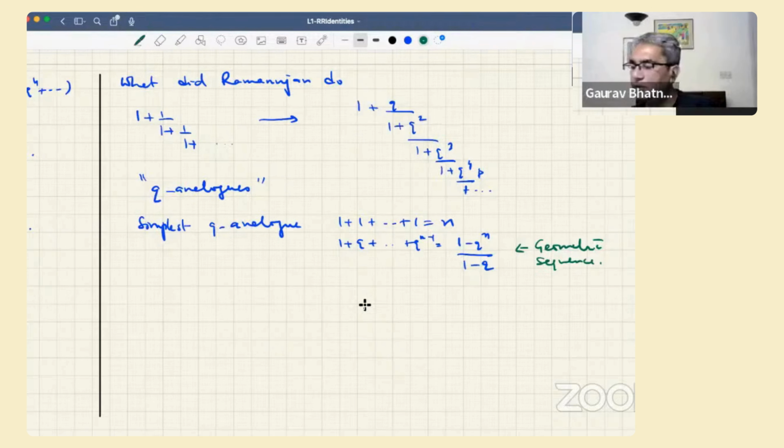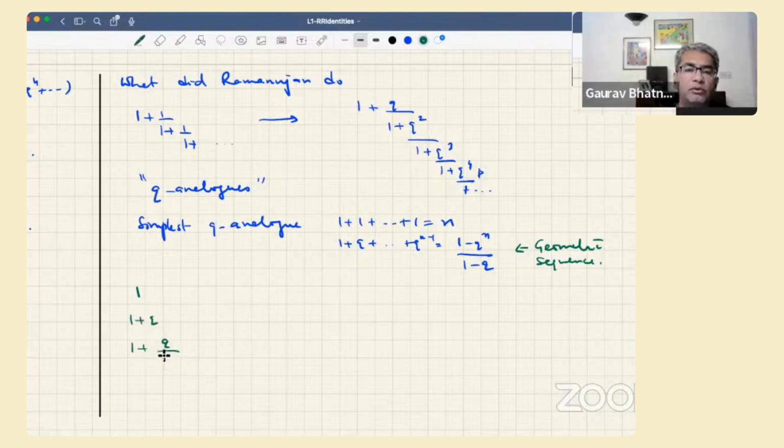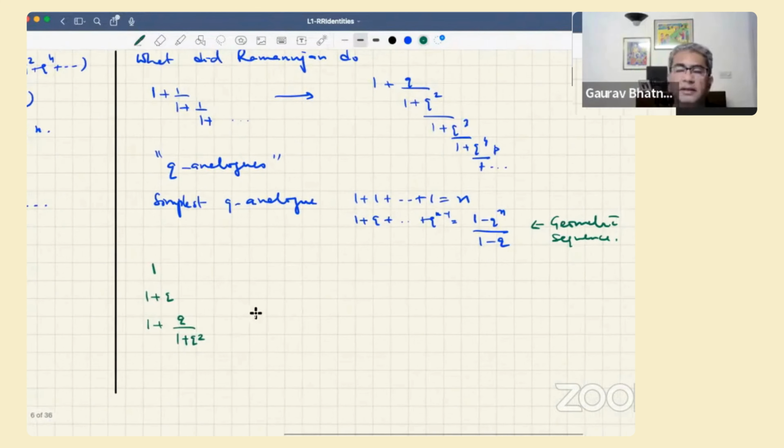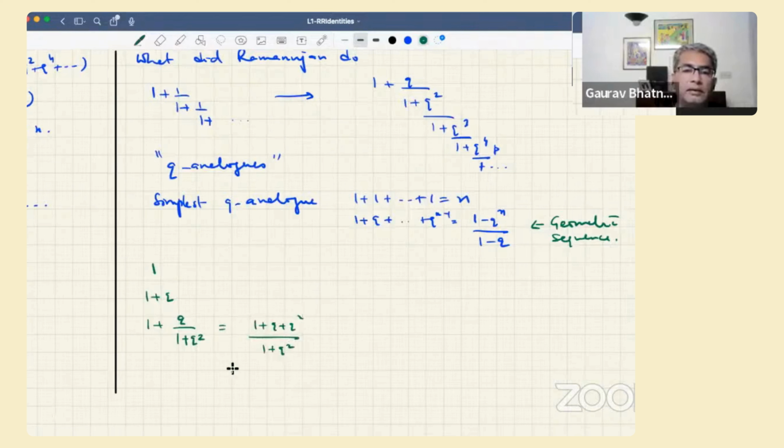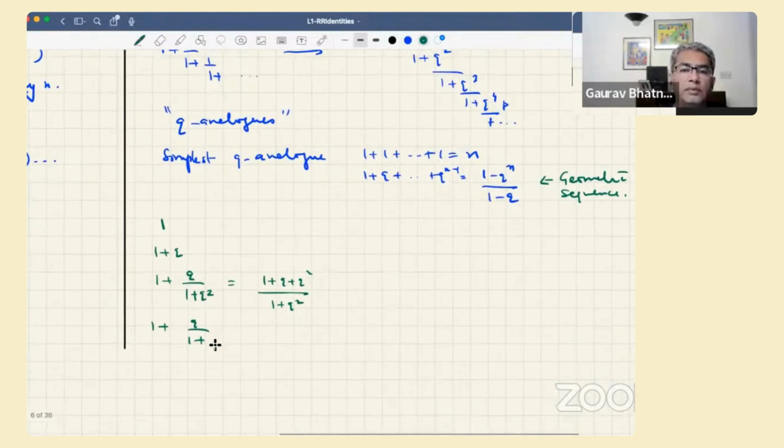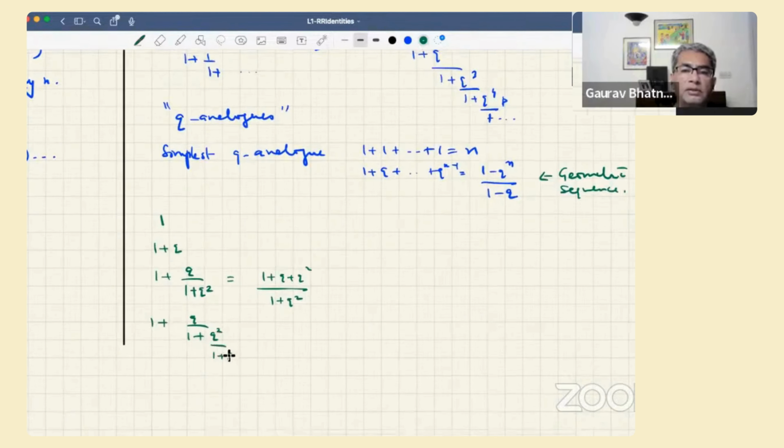So let's calculate this. We'll just calculate it. Chop it off. So you get 1, then you get 1 plus q over 1 plus q squared, then you get 1 plus q squared over 1 plus q squared. Then you do 1 plus q over 1 plus q squared over 1 plus q cubed.